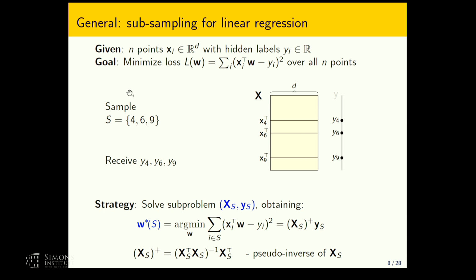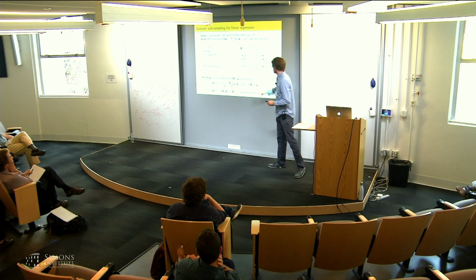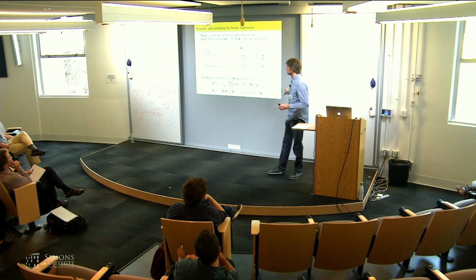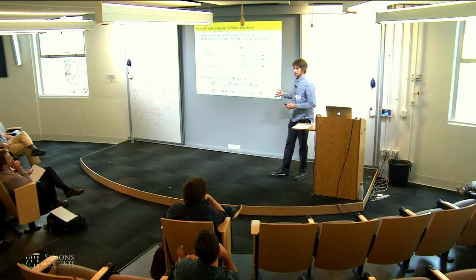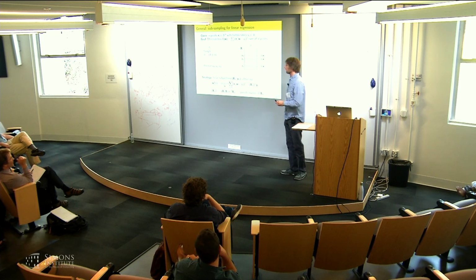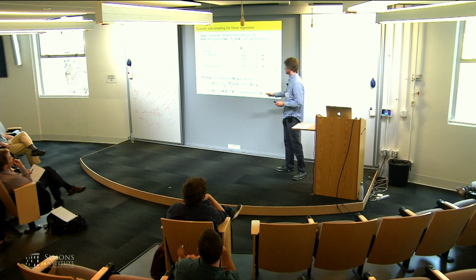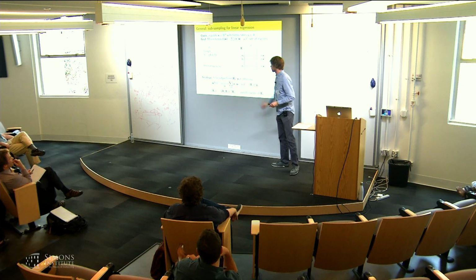How do you know X sub S is full rank? Sorry? How do you know that inverse exists there? Well, the pseudo-inverse will exist, but that inverse not necessarily. That's true. So we will actually be picking points in such a way that X sub S is full rank. But good point. If X sub S was not full rank, then you can still write the pseudo-inverse part.